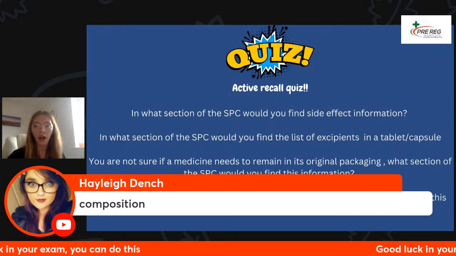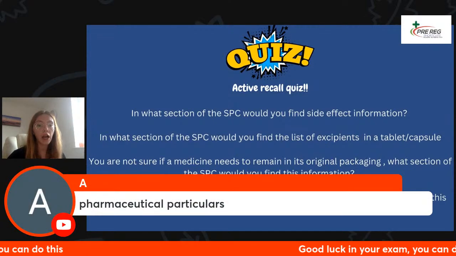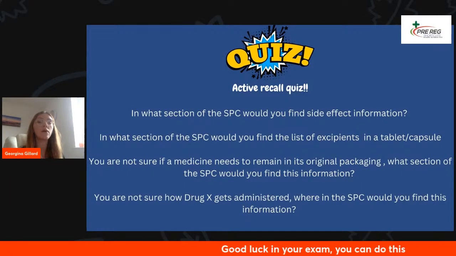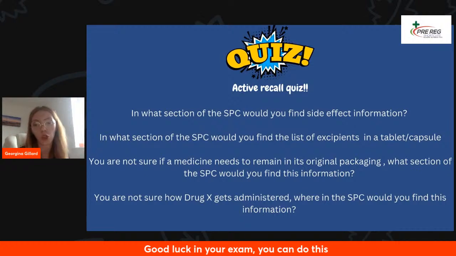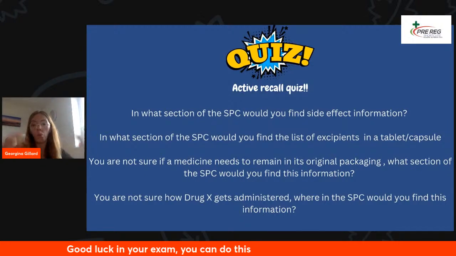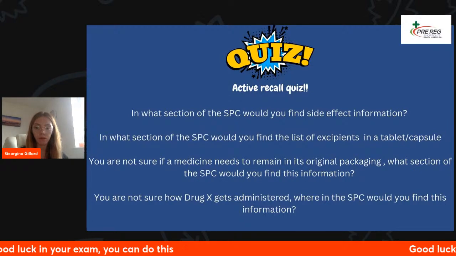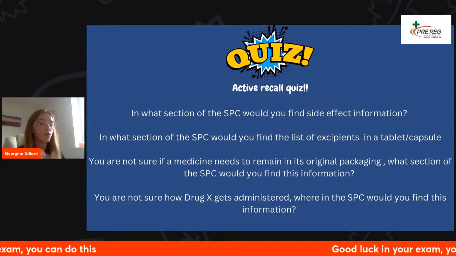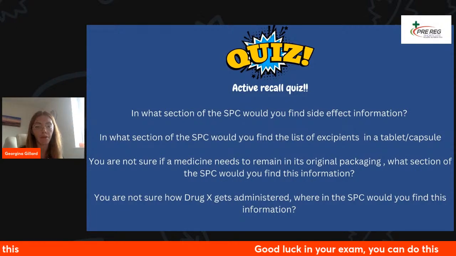So if you're not too sure if a medicine needs to remain in its original packaging, where would you find this information? Where would you find it?